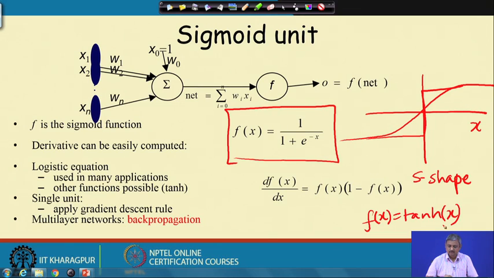Okay. The good thing about this particular form is that you can compute the derivative of this function from the function itself. So, if you take the derivative with respect to x, you will find that it is nothing but f x into 1 minus f x. So, the value of the function into 1 minus the value of the function. Okay. So, that becomes the derivative. So, if you plot the derivative, it is f x into 1 minus f x.